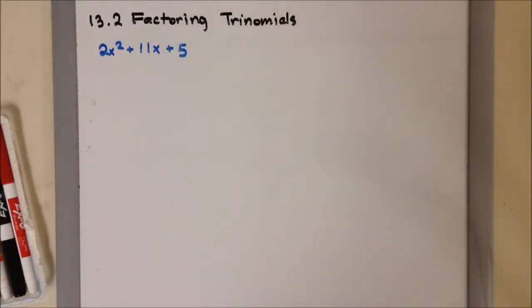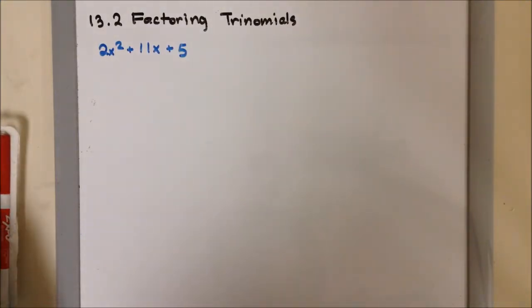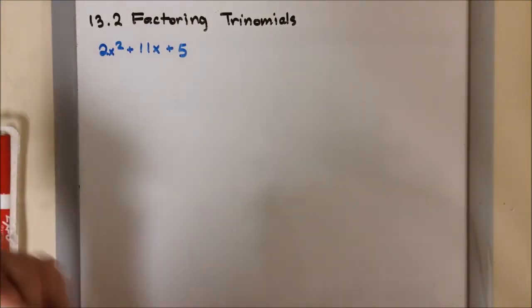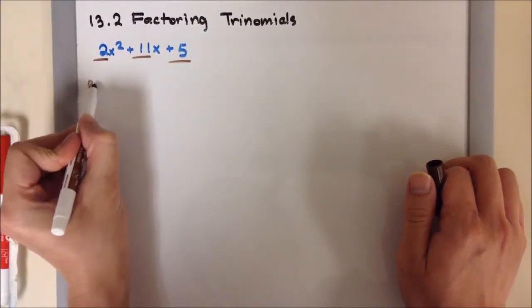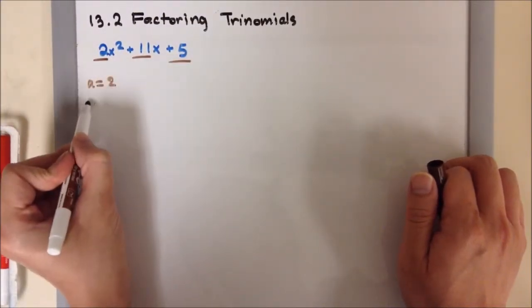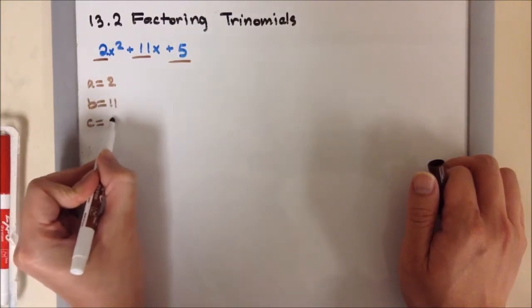Alright, in this example we have 2x squared plus 11x plus 5. So, let's identify A, B, C. So A is 2, B is 11, and then C is 5.